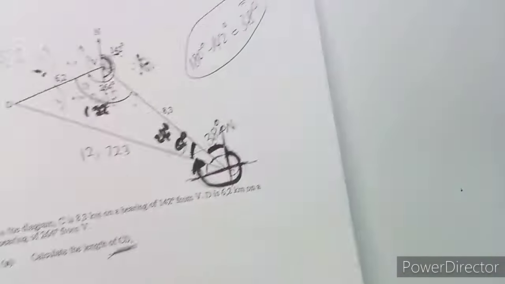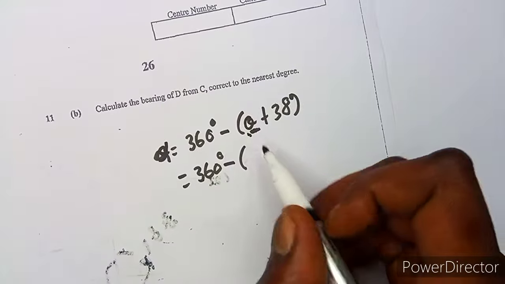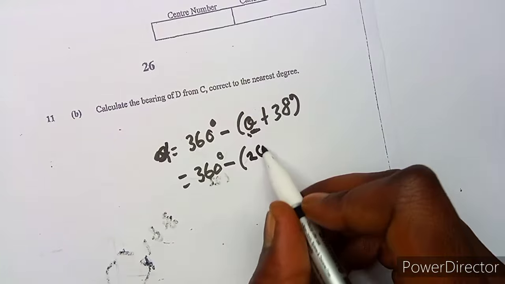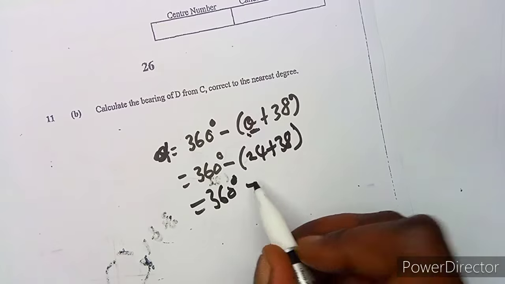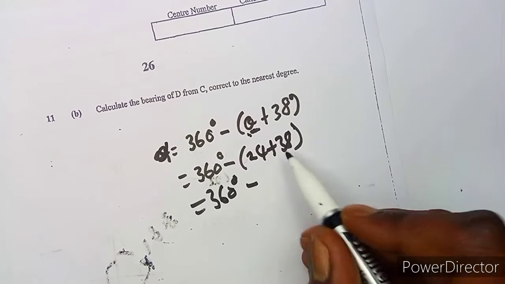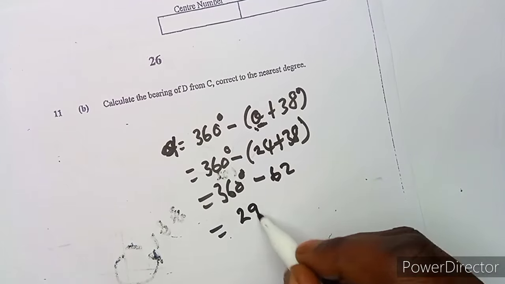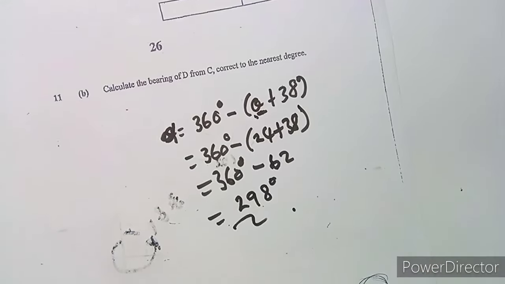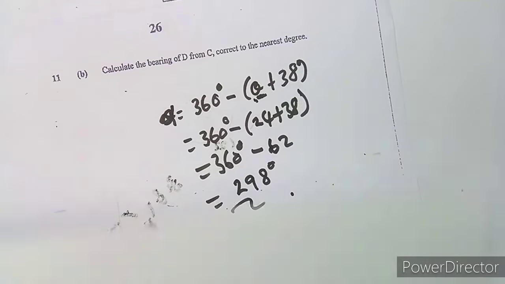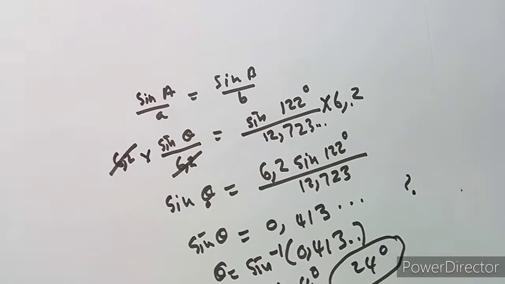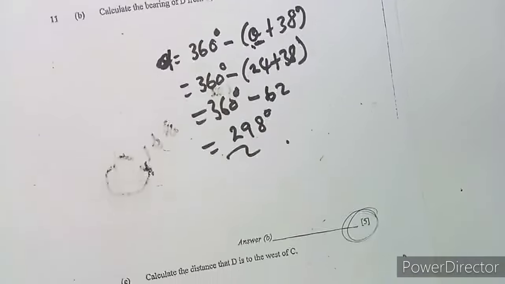So which means it is going to be 360 minus 24 plus 38. This is 24 plus 38, which is 62. So you're going to have 62 here, which is going to give us 298 degrees. So that is our bearing there. So all this working is supposed to be involved. All this working of calculating the theta is supposed to be there. Here was just like doing an indication of what you're supposed to have.